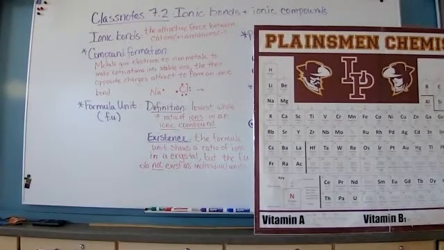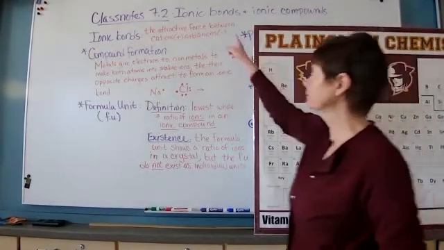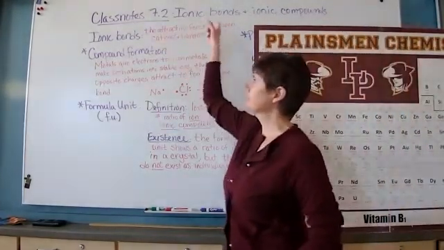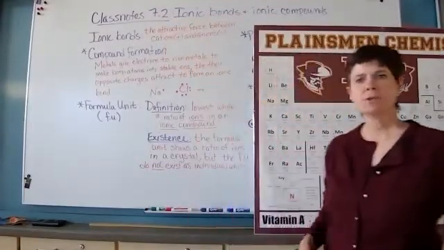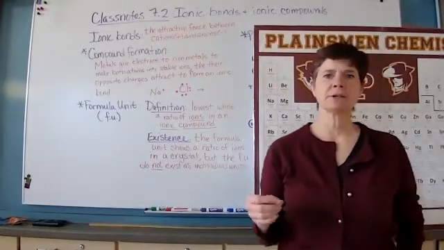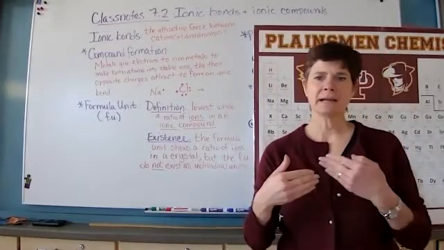So let's start with the idea of what an ionic bond is. An ionic bond is actually the attractive force between the cations and anions. Cations have a positive charge and anions have a negative charge. So that attraction between those oppositely charged particles is what makes an ionic bond.